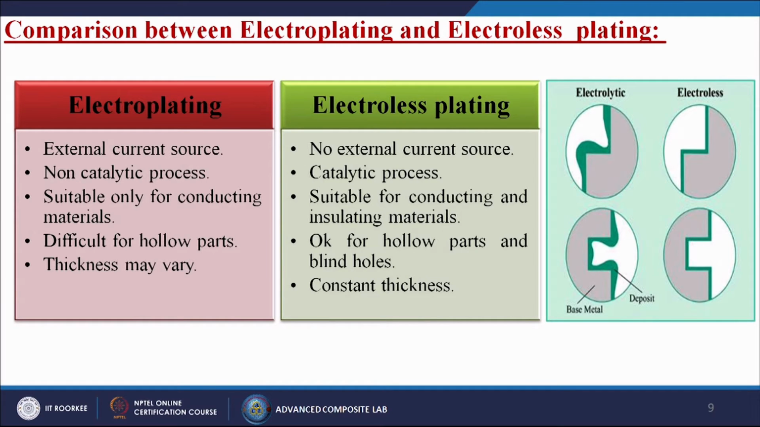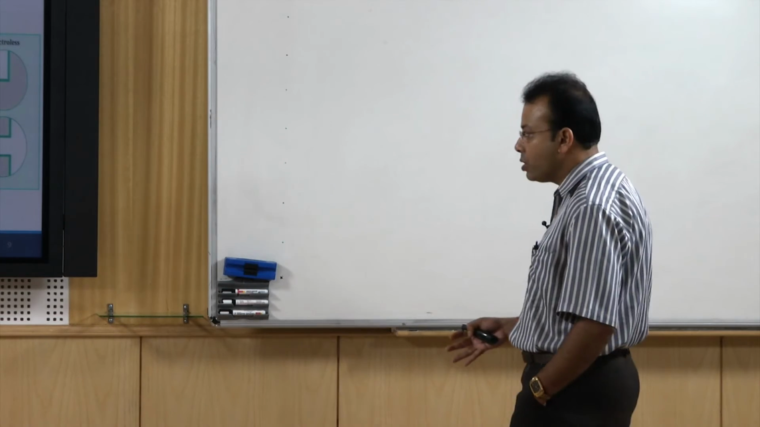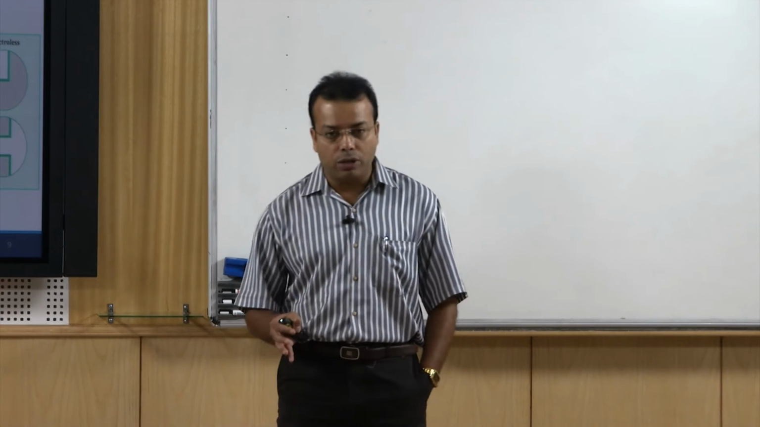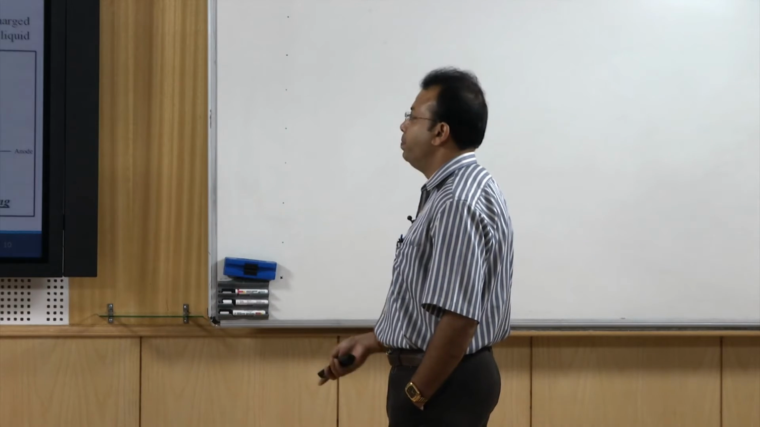For electroless-plating, we use no external current source, it is a catalytic process, suitable for conducting and insulating materials, okay for hollow parts and blind holes, with constant thickness. So, these are the thicknesses that we achieve by the electrolytic process and the electroless process. In the grey color it is showing the base metal, and the green one is showing the deposition of the material. From this particular figure you can see that for the electrolytic reactions we are not getting a homogeneous thickness on the substrate itself, but for the electroless techniques we are getting a homogeneous thickness on our substrate material.